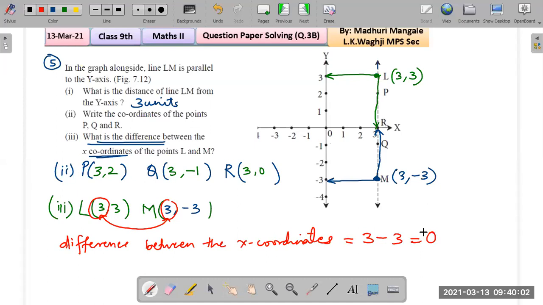All right. So this completes question 5. This is graph reading. A graph is given. You have to find the distance, or you may be asked to write coordinates of the points, correct? Or maybe you will be asked an application question like this, where you have to find the coordinates first and then subtract. All right.